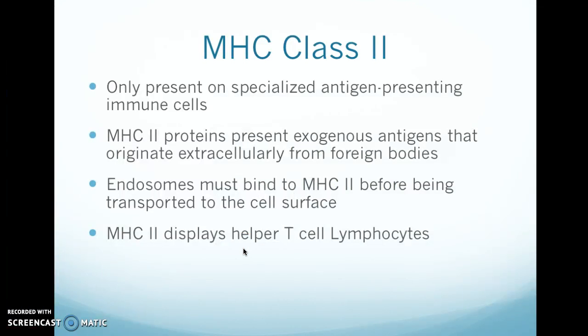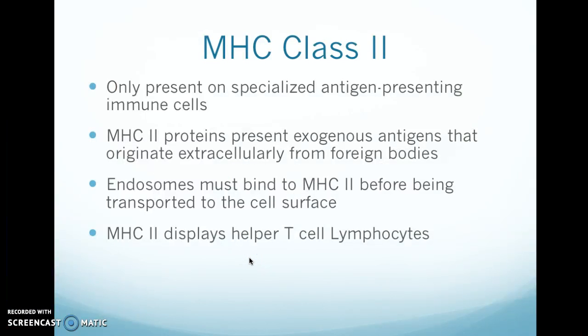So the main function of the MHC class 2 would be to help immune cells in recognizing self cells from non-self cells. And then the helper T cells recognize antigens bound to MHC class 2 proteins. So that's where we get the helper T cells from. And then they're also responsible for rejection of transplanted organs.